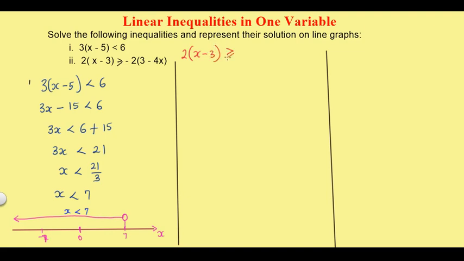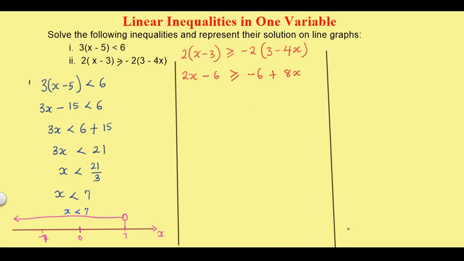So let's take the second problem, where we say 2 open bracket x minus 3 greater than or equals to negative 2 open bracket 3 minus 4x. Here we try to open the bracket. It becomes 2x minus 6 greater than or equals to, we open this, which is going to give us minus 6 plus 8x.